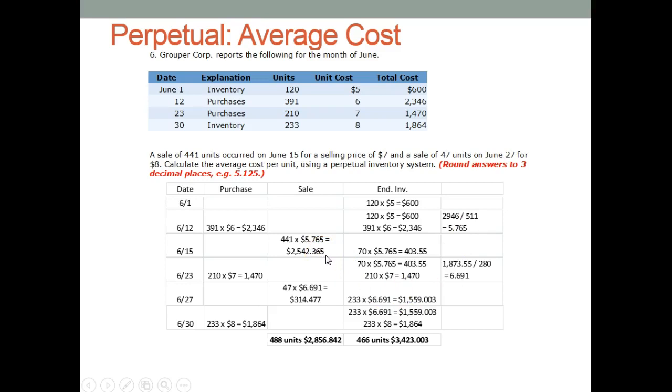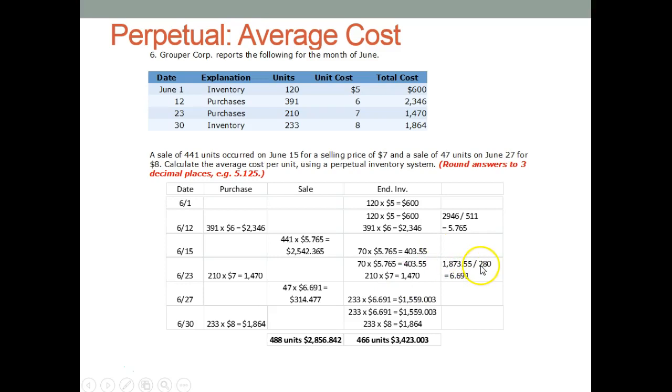What's in ending inventory? Well, I had 511 units in ending inventory, less my 441 sale. I have 70 units left at 5.765. This ending inventory bucket, you can keep that average cost going. All right, on June 23rd, we have another purchase, 210 at 7. So I'm going to rewrite my last bucket, same mechanics, and add in my new purchase, 210 at $7.